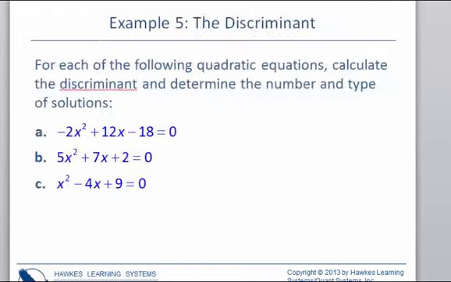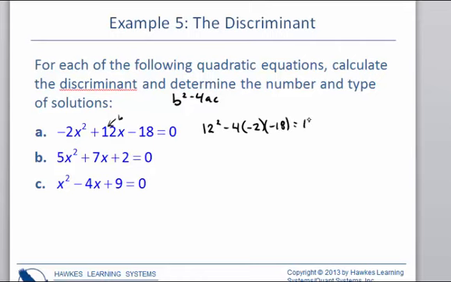Now, we do want to take just a quick look at the discriminant. Sometimes we're asked just to determine what is the discriminant and then talk about the number of solutions. So let's just walk through that very quickly and be sure that we understand that. Remember that the discriminant is just the b squared minus 4ac part of the problem. So like in part A here, the b value is going to be 12. So we would have 12 squared minus 4 times a. a is negative 2, and c is negative 18.